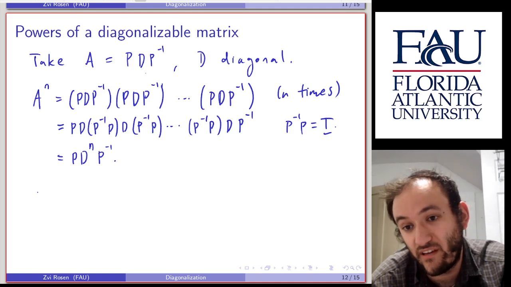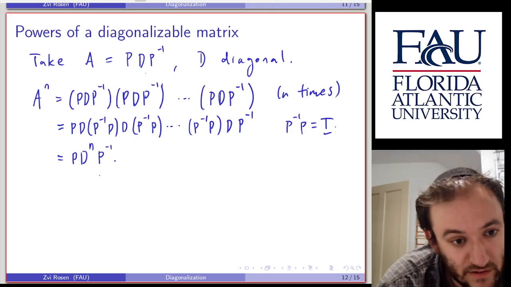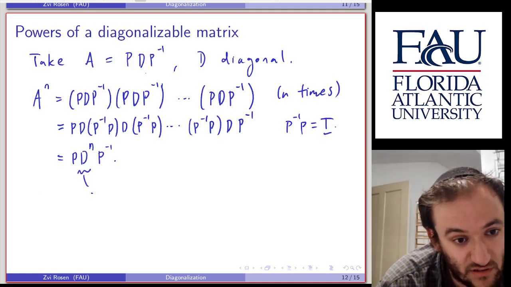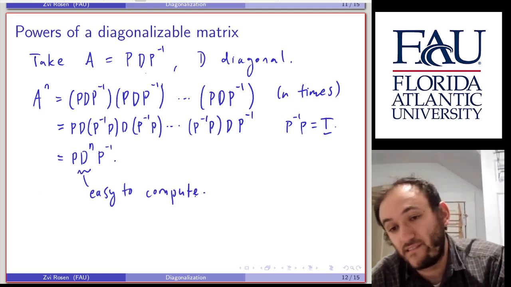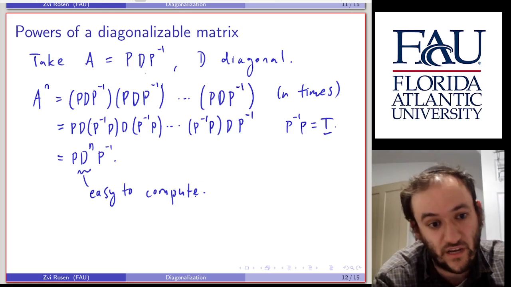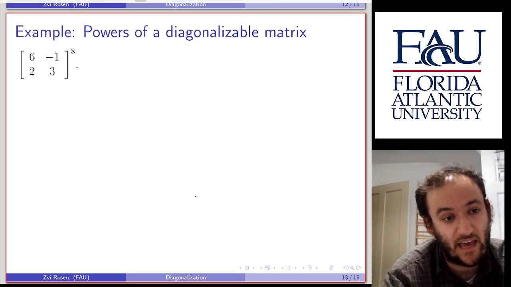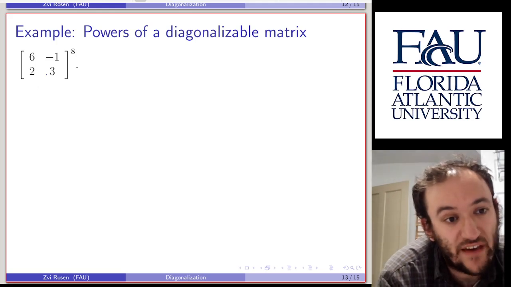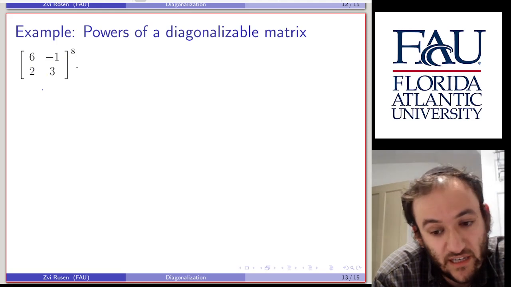Take your P and your P inverse, and do the easy way of computing a power. So all you need is P and P inverse, and then D to the n is easy to compute just by taking the nth power of each diagonal entry. Okay, so let's see this in action. So suppose we have this matrix, 6, 2, minus 1, 6, minus 1, 2, 3, and we want to take it to the 8th power.